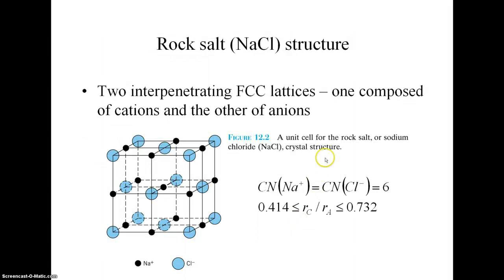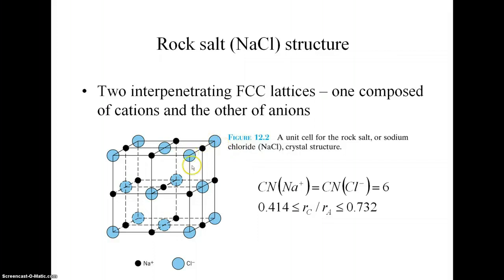For example, if we look at the sodium chloride structure, we have a sodium cation and a chlorine anion. Let's investigate the actual geometry of the structure down here. And the rock salt or sodium chloride structure is comprised of two interpenetrating FCC lattices. One lattice is composed of cations and the other is comprised of anions. Let's check out what that means.